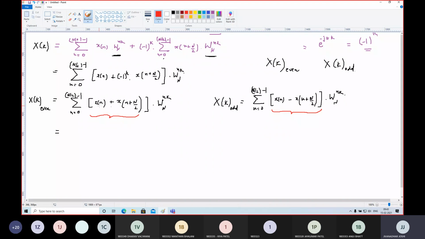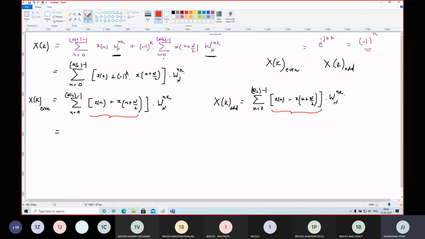Is it varying with n or k? Yes, it is a function of n. So rather than g of k, I should write down g of n. That's what my point is. Are you following? Say yes or no. Yes, sir.